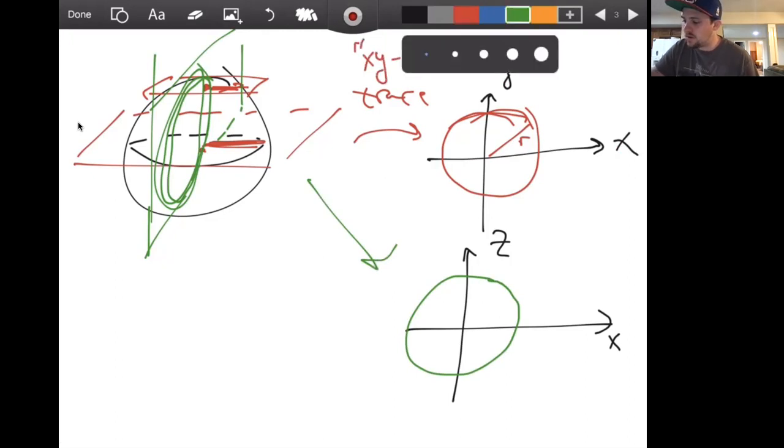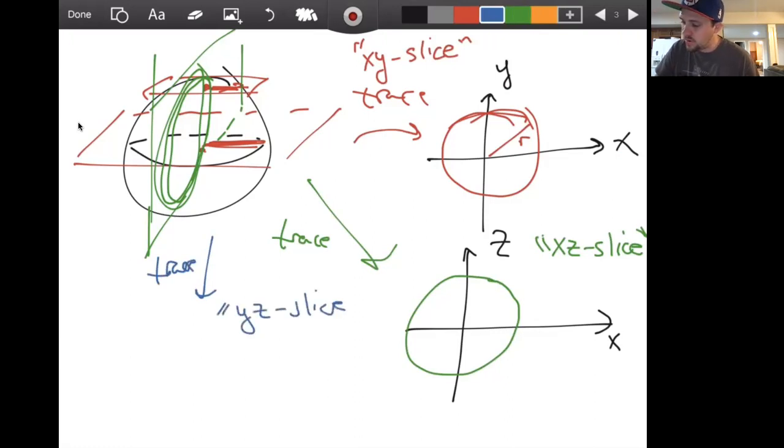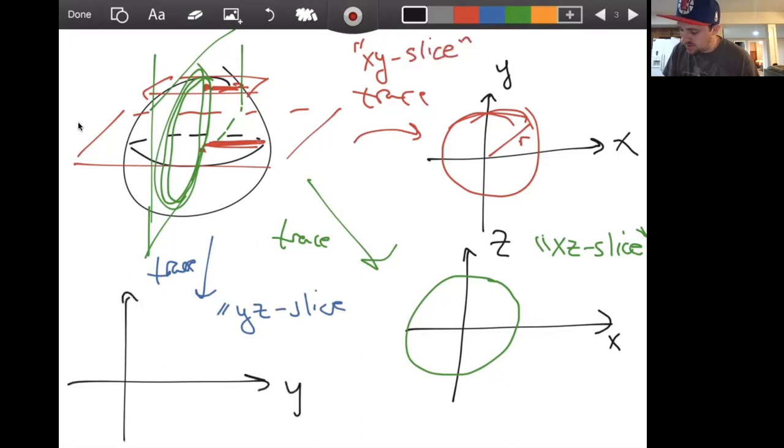That's not really a coined term or anything, but I'm just going to call it that. Now we're taking the trace, and this is going to be the XZ slice. And lastly, we could take a trace and look at the YZ slice. And so what would the YZ slice be, right? It's going to be a copy of the YZ plane.